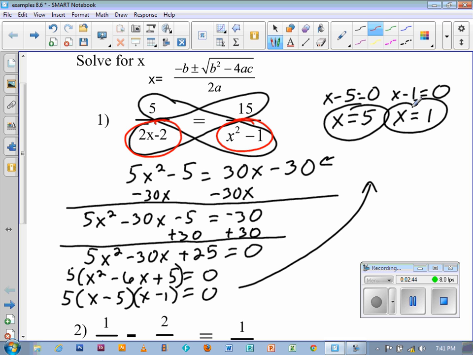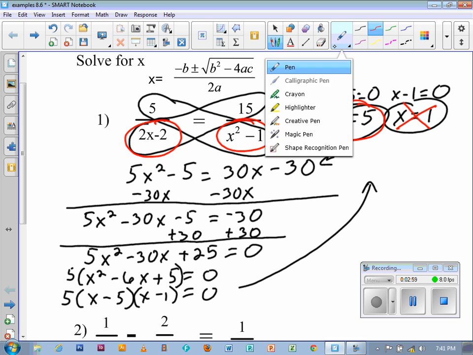So we call this an extraneous solution. We throw that out. Now 5 does work, so we would have only one solution. That, of course, is 5. So hopefully that went well. Now what we're going to do is solve the next equation.